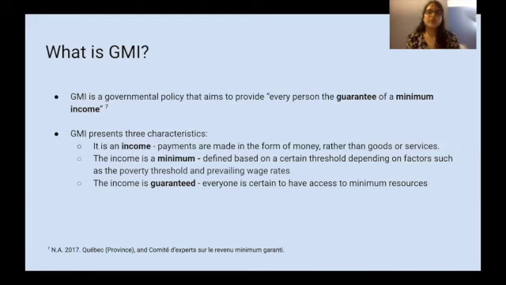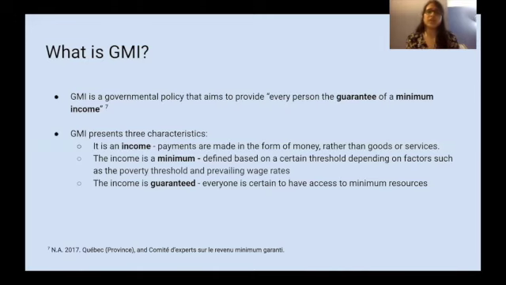So the guaranteed minimum income presents the following three characteristics. It is an income, which means that payments are made in the form of money rather than goods or services. So the income would be paid based on the currency of the country at hand.